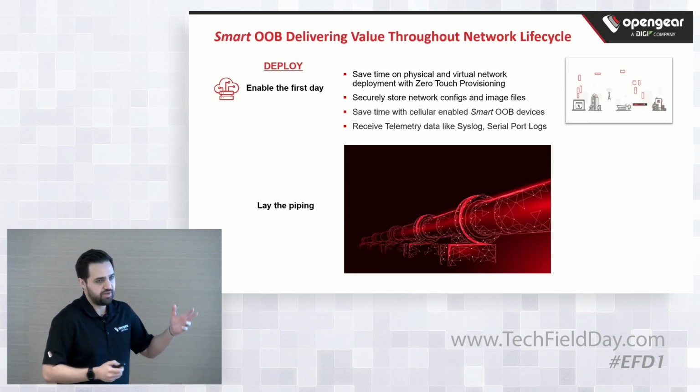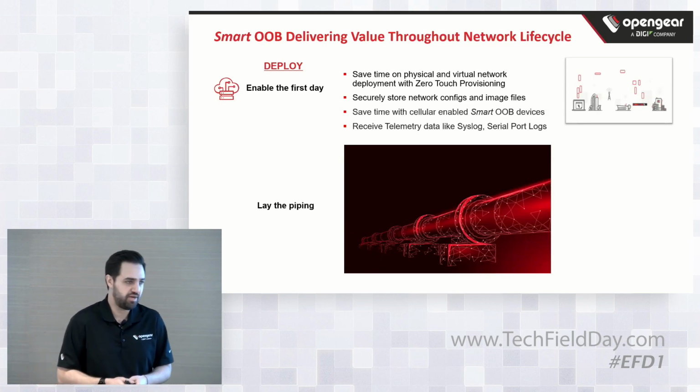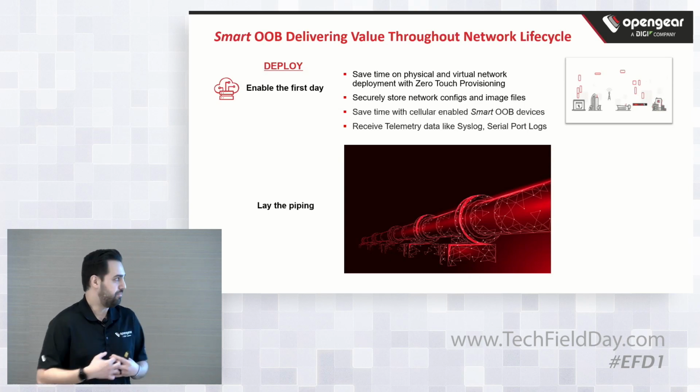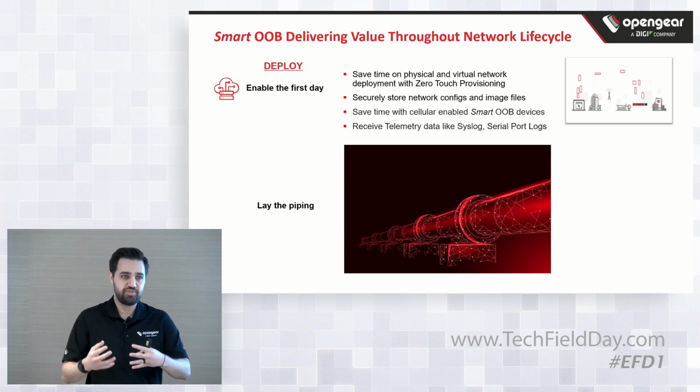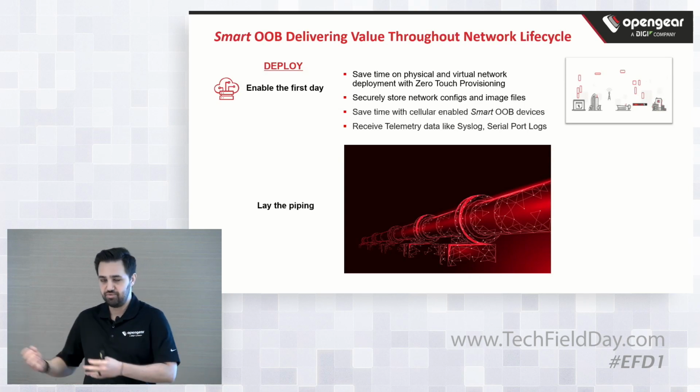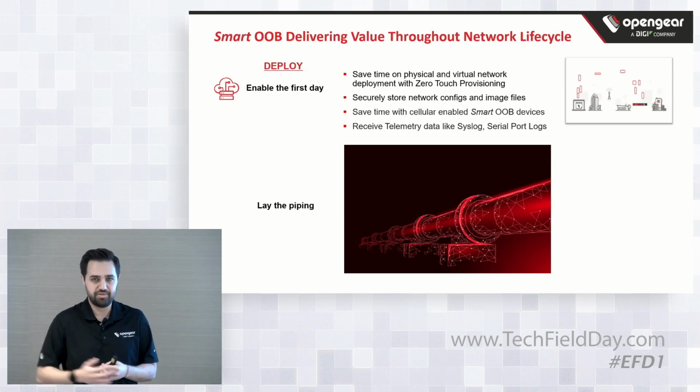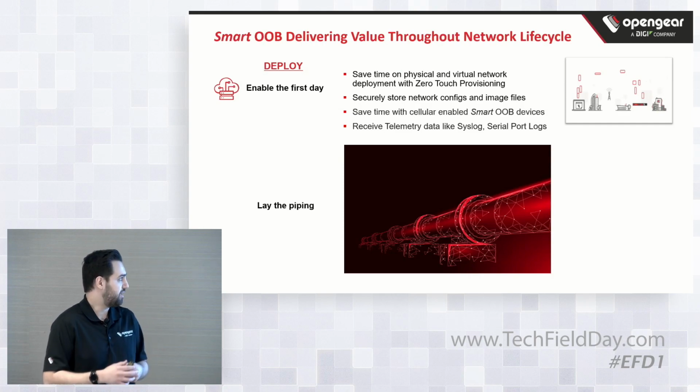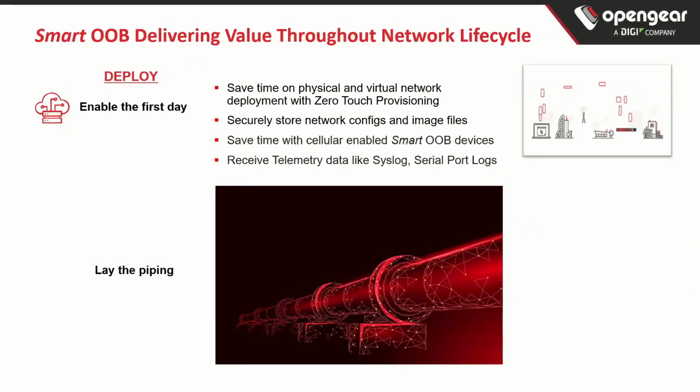So with the deployment, zero-touch provisioning has come up a lot. What Opengear does is we can actually zero-touch provision our own devices, as well as provide zero-touch provisioning functionality for your downstream devices. Again, whether they're switches, routers, whatever you needed, we're able to provide that. The way I like to imagine this is with the Opengear solution, you're laying down the piping, right? You're laying down that alternate piping, that connectivity, that resilience path that you can access in case something happens, or on your first day to actually bring up the rest of the network.